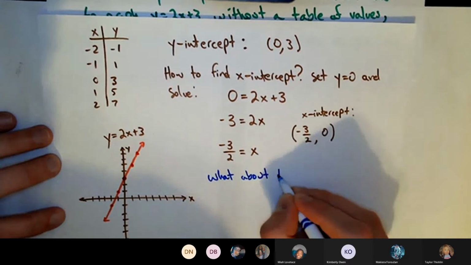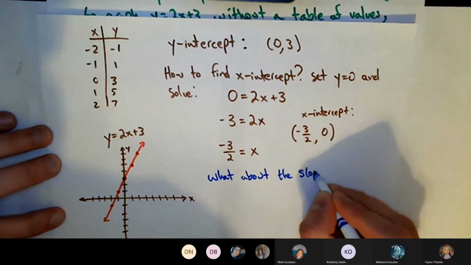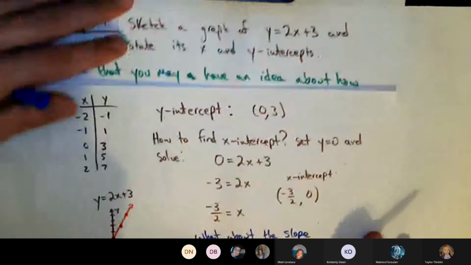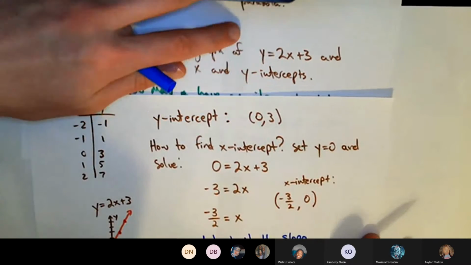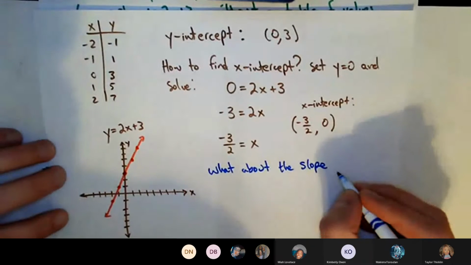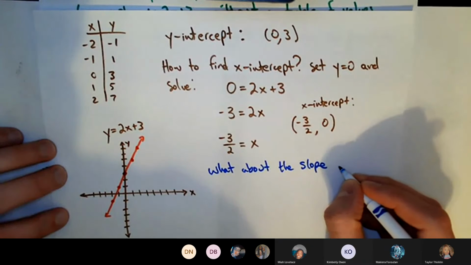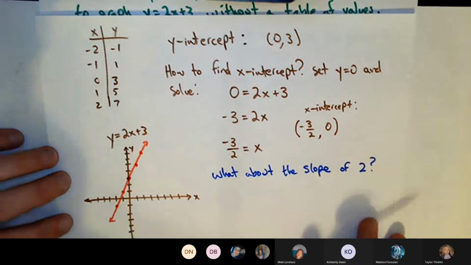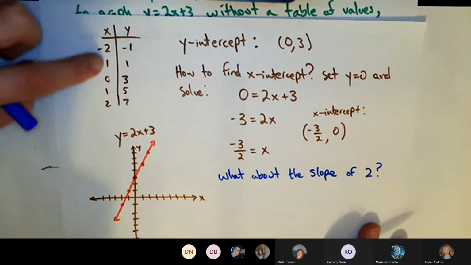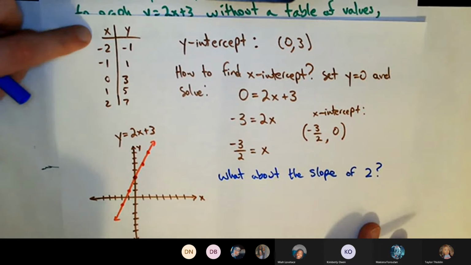You may recall the y equals mx plus b thing, where the number 2 is m, which is the slope. So what about the slope of 2? Where is it in our table of values?